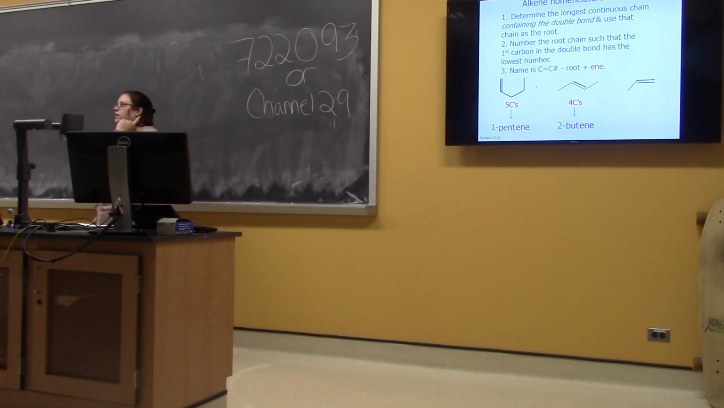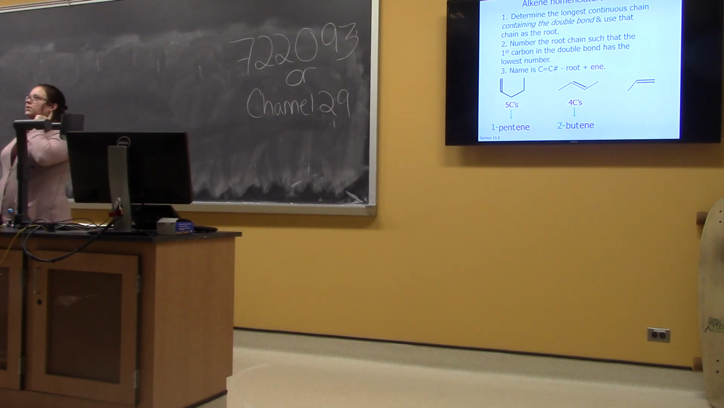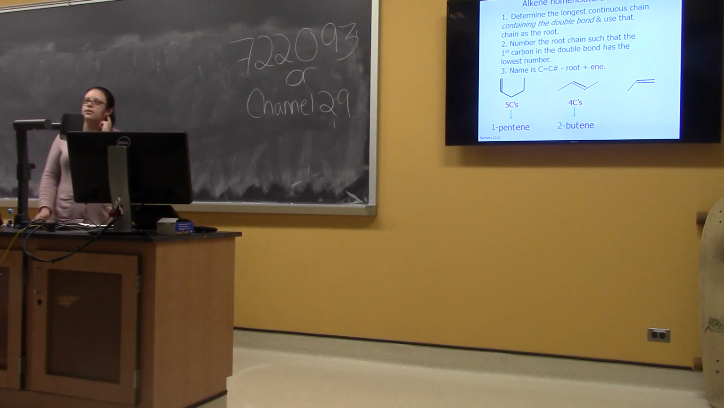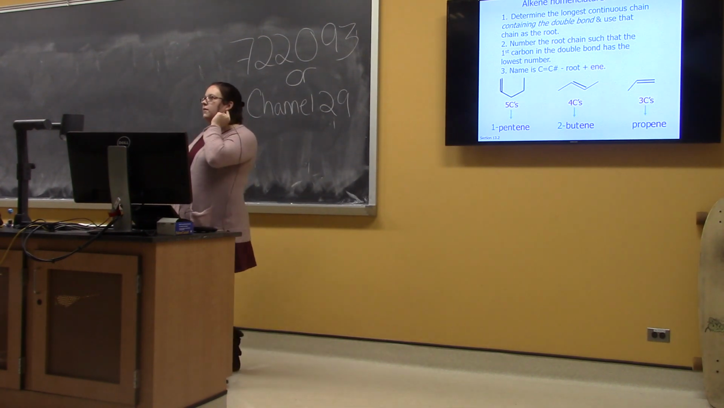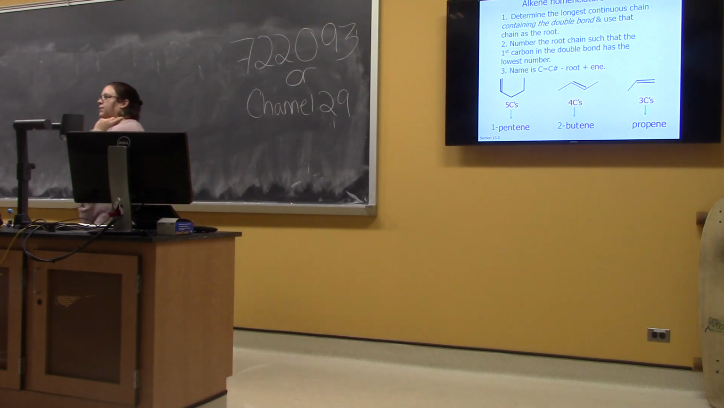How many carbons do you see? 3. What's our root for 3? You want to remember? Prop. Like propane. So this is propene. Now that we've got that double bond, we don't actually use a number on this one.